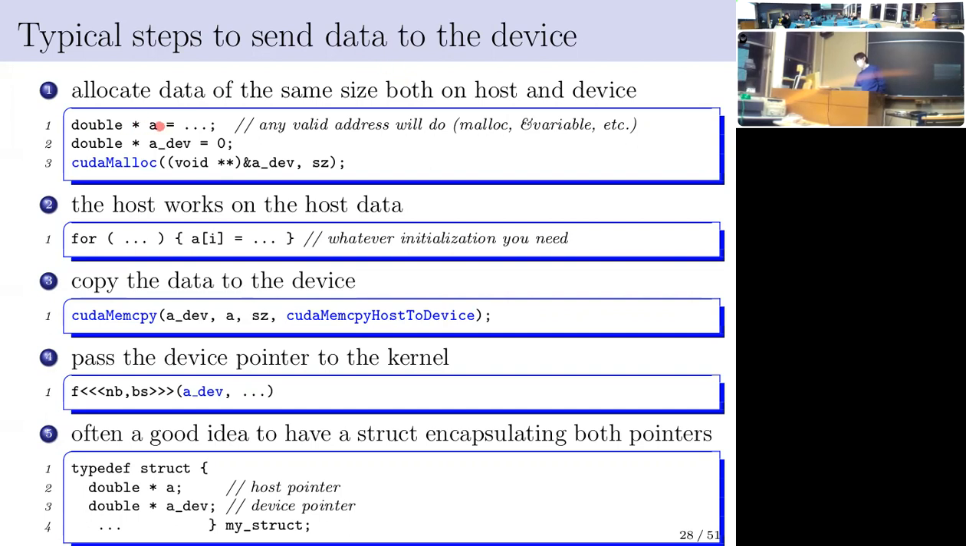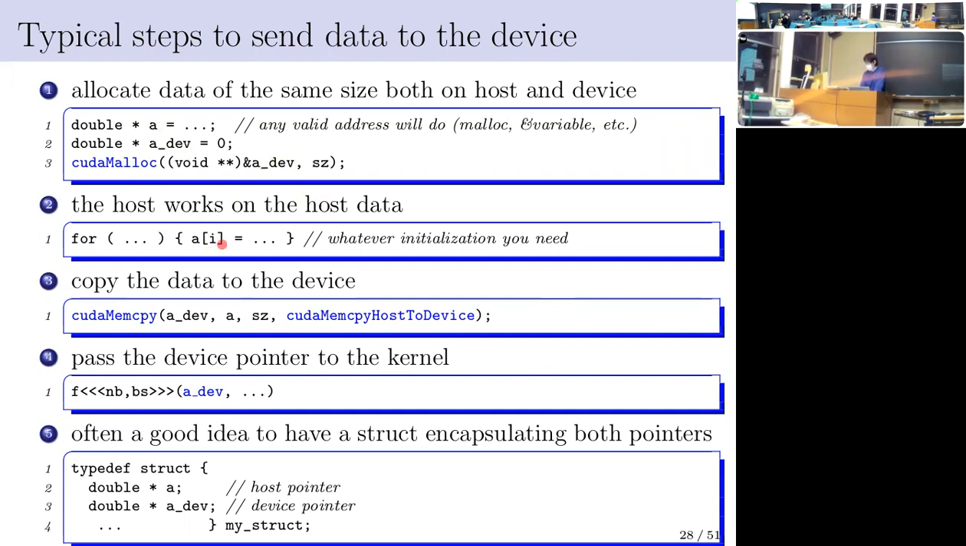So you typically have something called the original data on the CPU anyway, and you have the data that corresponds to this original data on the GPU side. And you call CUDA malloc with the intention that A_dev holds a copy of this A on the GPU. And the host works on the host data.